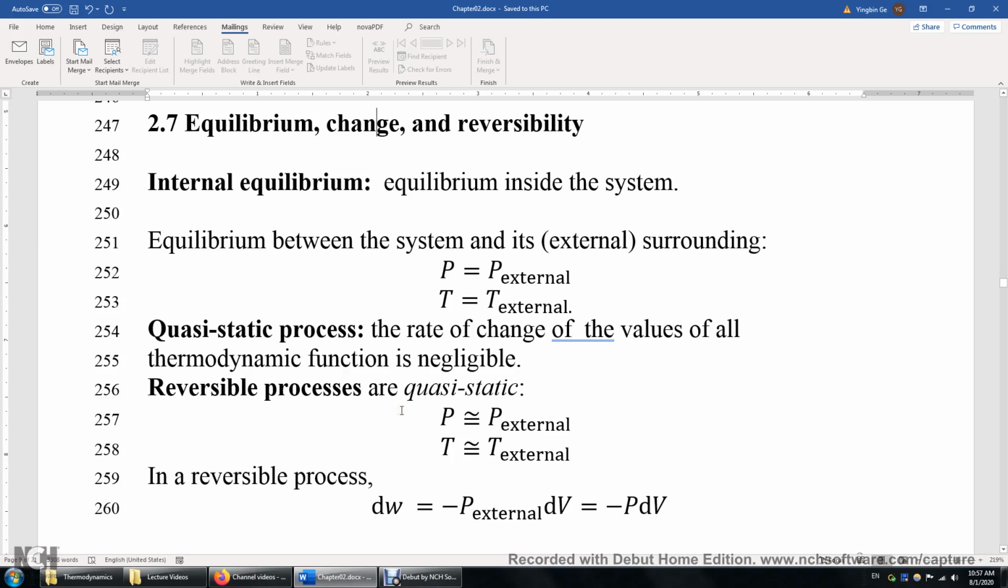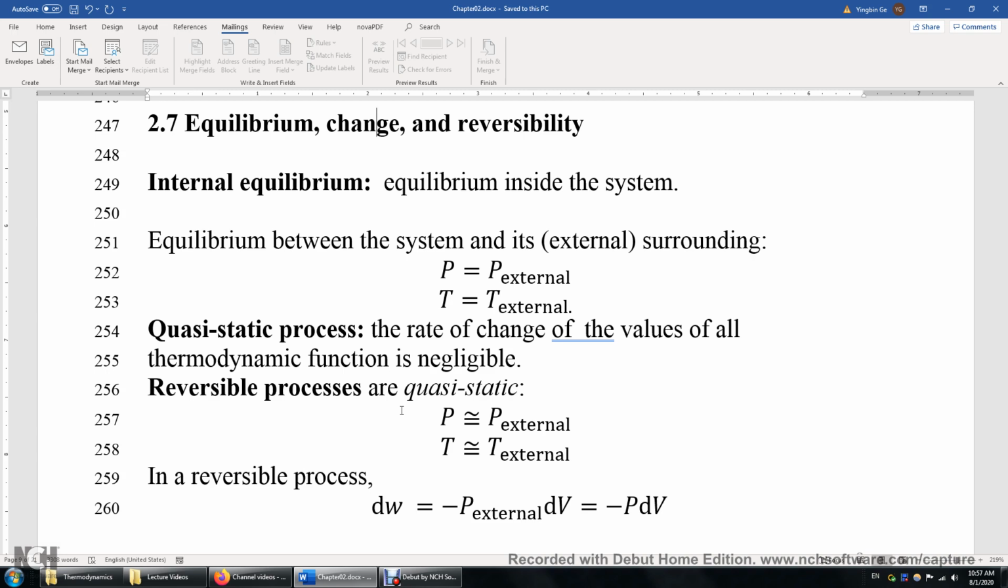Section 2.7 Equilibrium, Change, and Reversibility. So first, what is internal equilibrium? That's simply equilibrium inside the system. It can be regarding the pressure, temperature, or concentration.